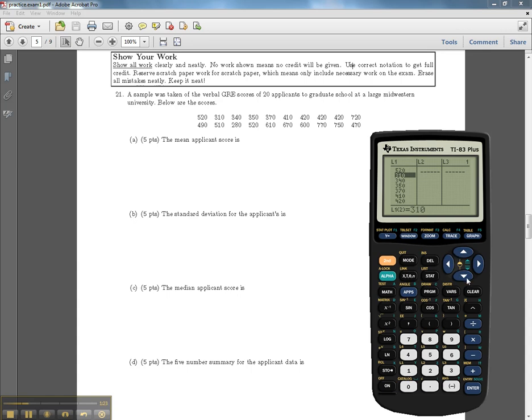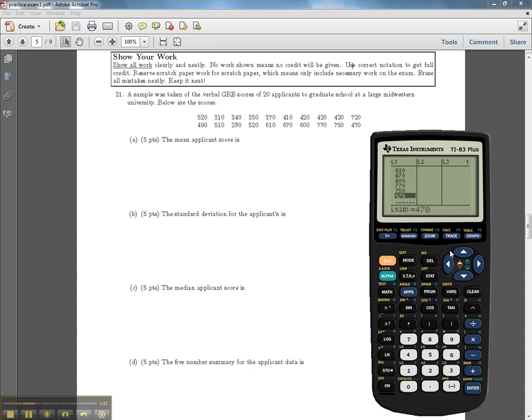So just check. So let's check all the numbers: 520, 310, 340, 350, 370, 410, 420, 420, 420, 720, 490, 510, 280, 520, 610, 670, 600, 770, 750, 470.